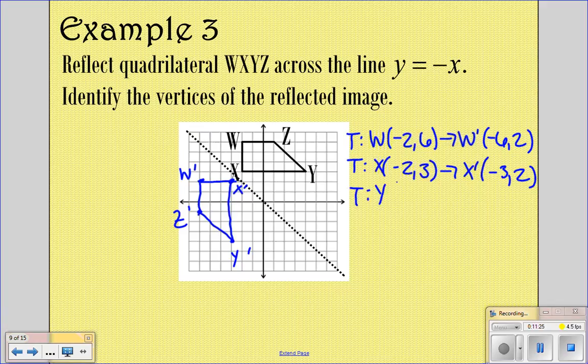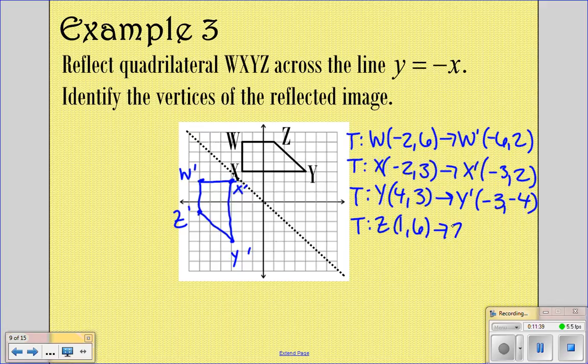And then we have Y, which was 4, 3. And so Y prime is -3, -4. And then the last one, we have Z, which is at 1, 6. And when you reflect it, you get Z prime is -6, -1.